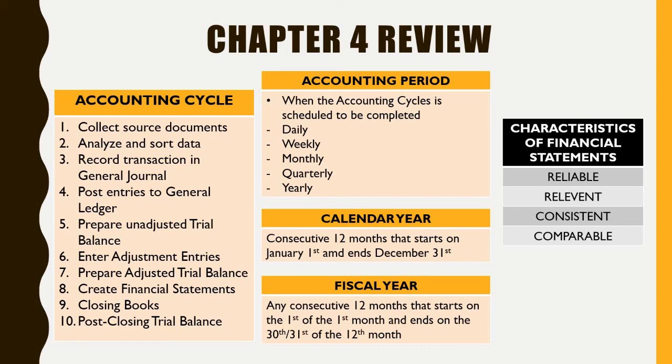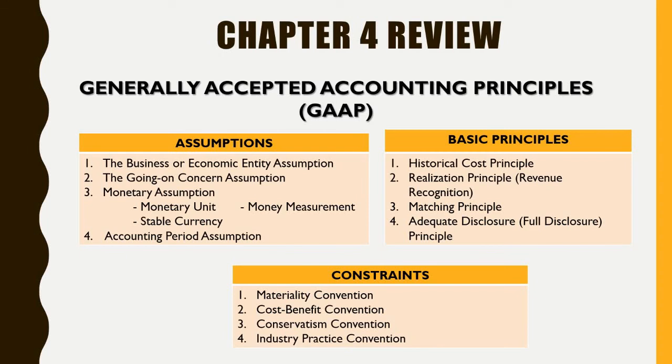And then, of course, we talked about the accounting period, which can be broken into daily, monthly, weekly, whichever way makes it best for your business to complete the accounting cycle, right? That's the definition of what an accounting period is. At least know the basics of calendar and fiscal year, which makes it easier for you to file taxes every year. The characteristics of financial statements, okay? And once again, we took a look at the generally accepted accounting principles. You've got 4 assumptions, 4 basic principles, and 4 constraints.